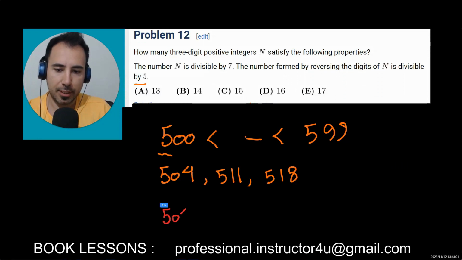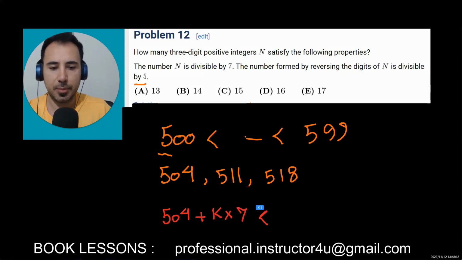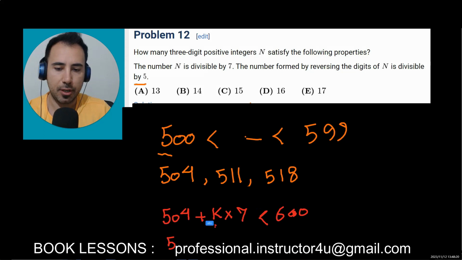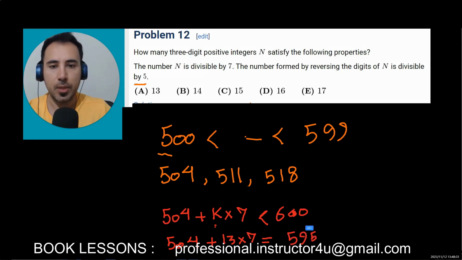So the first number is 504, and we just want to add multiples of 7, and this one still has to be less than 600. So if you try that, k equals 13 will work. So it's going to be 504 plus 13 times 7, which would be 595. But we have to be really, really careful here. Will the answer be 13 or not?